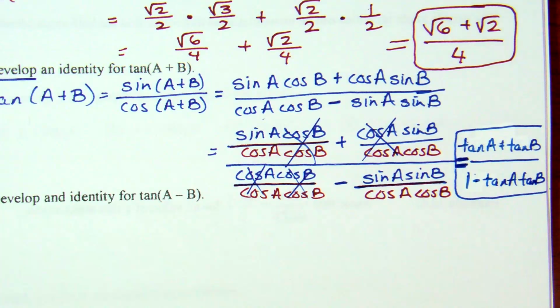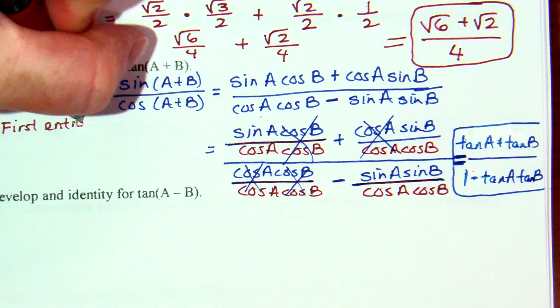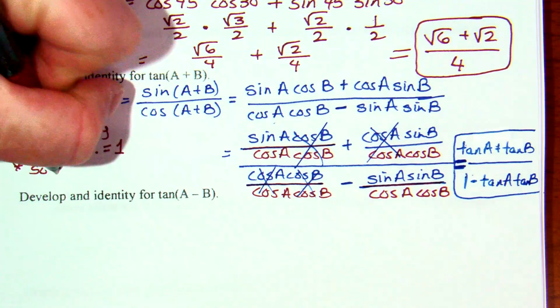Now, I'm going to write a couple of side notes over here that the first entry in the denominator equals 1. And so because the first entry in the denominator equals 1, that was why I decided to divide by cosine A, cosine B. Make sense?